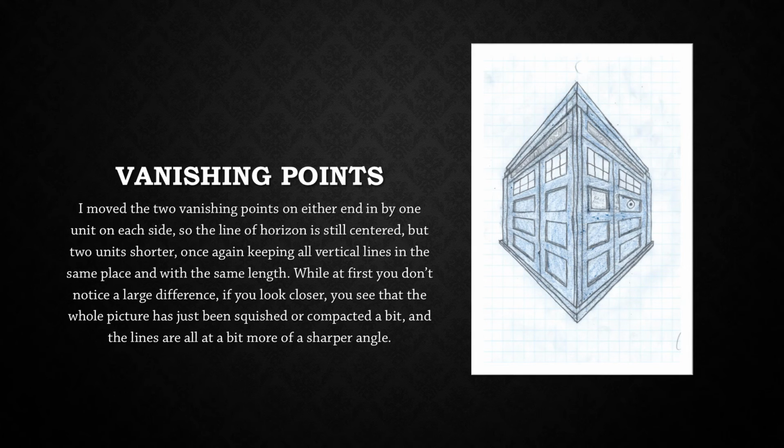This is my version of the picture after altering the vanishing points. Move the 2 vanishing points on either end in by 1 unit on each side, so the line of horizon is still centered, but 2 units shorter, once again keeping all vertical lines in the same place and with the same length. At first you don't notice a large difference. If you look closer, you see that the whole picture has just been squished or compacted a bit. Lines are all at a bit more of a sharper angle.